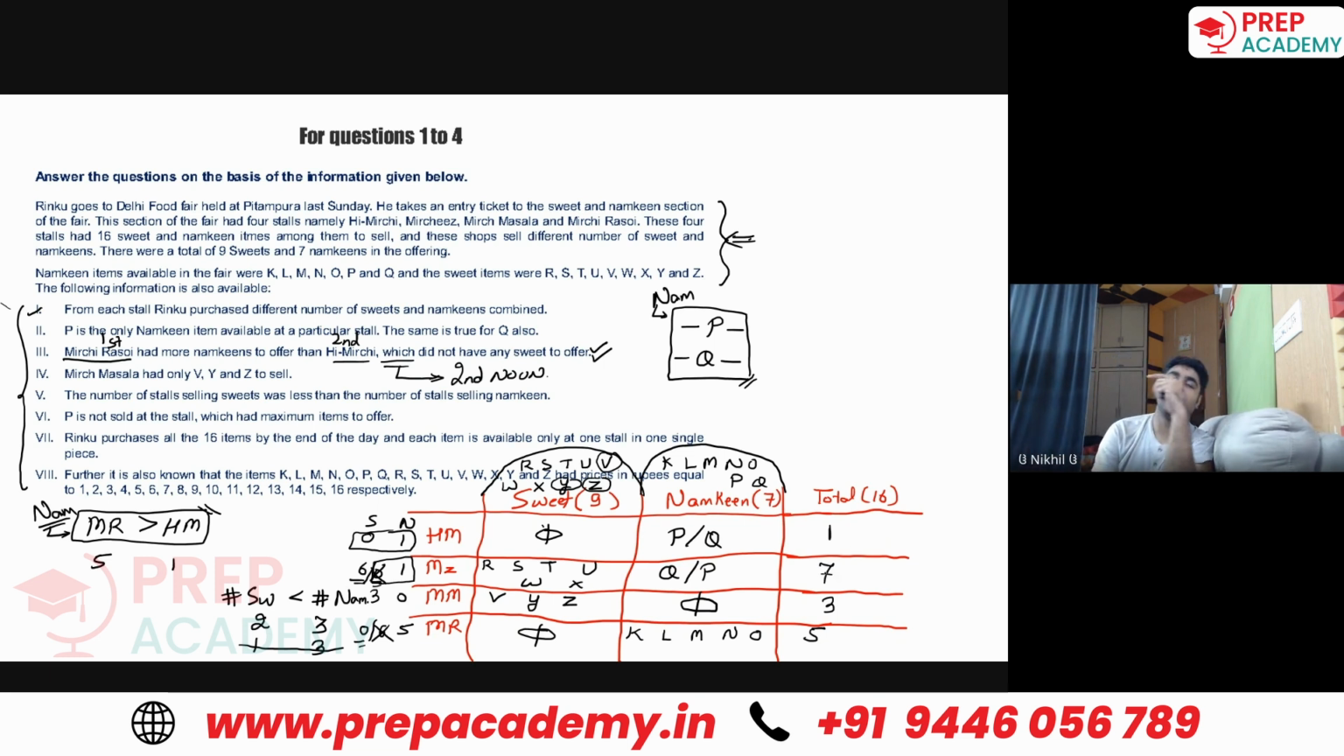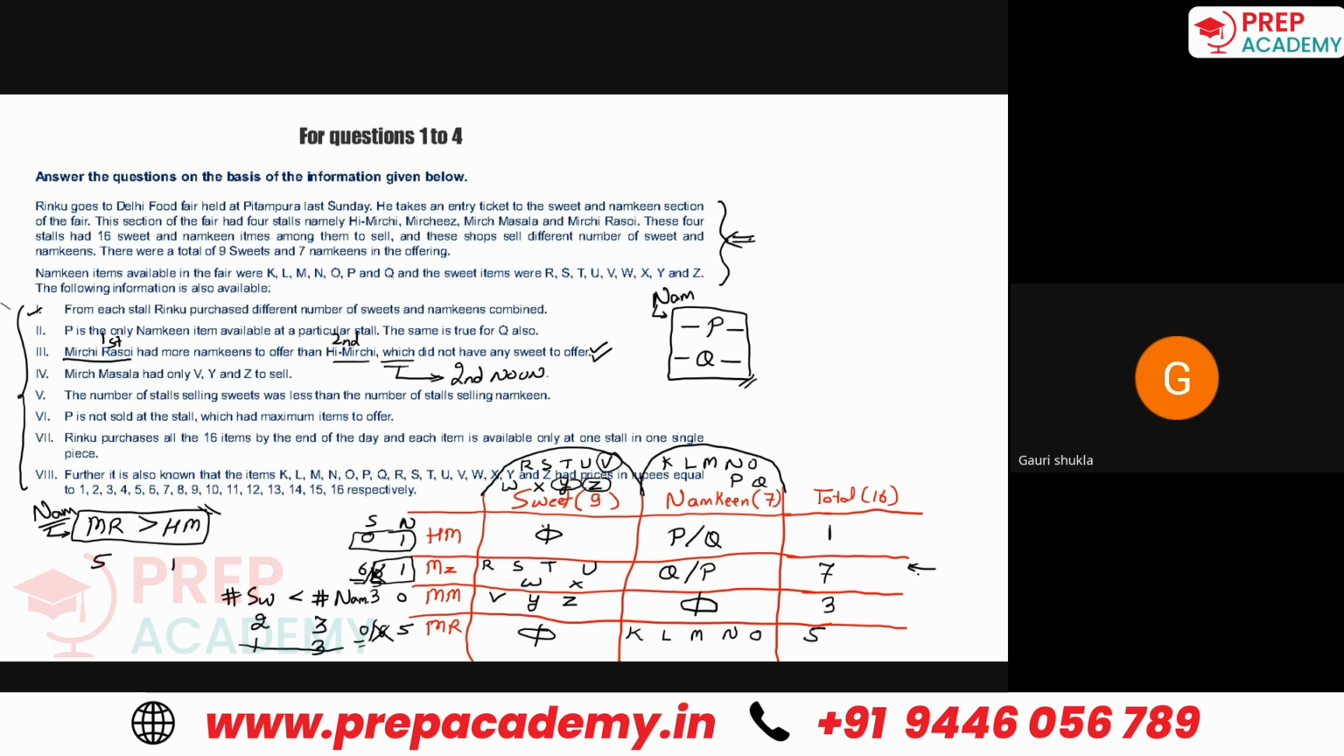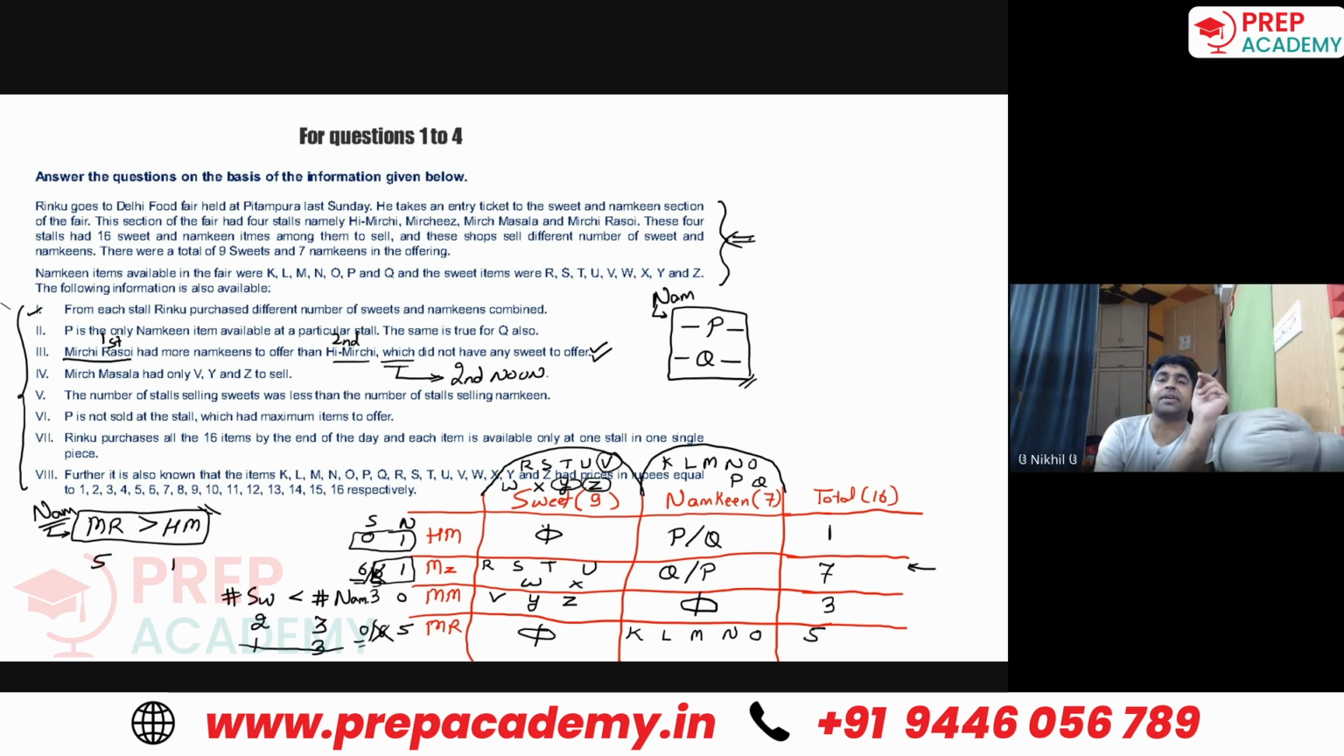Right? And which is the stall selling the maximum number of items? This. The MZ stall selling 7 items, which is the maximum number of items. And what is the line being told? Statement number 6, that P is not sold at a stall which has maximum items to offer. Right? So that means P is not sold here. That means Q is not sold here. That means P would be sold here and Q would be sold here. Is the information clear? Yes, sir.